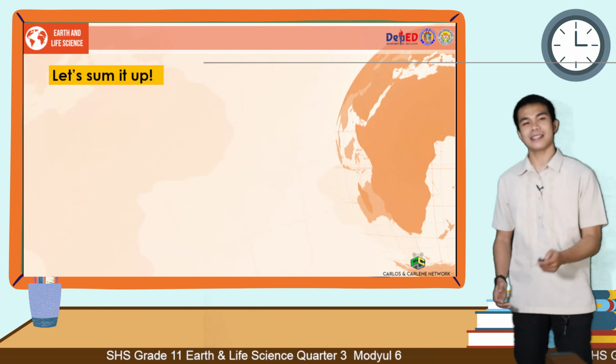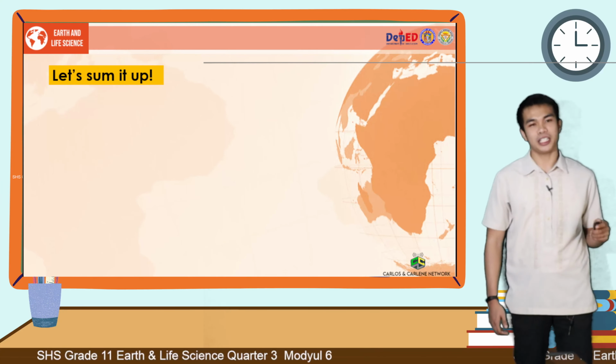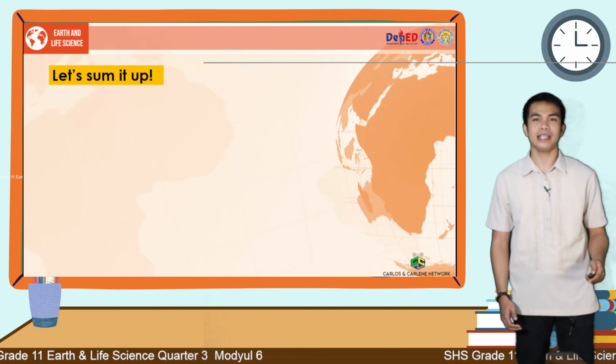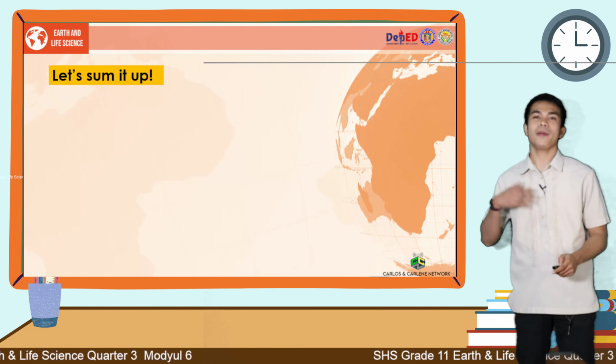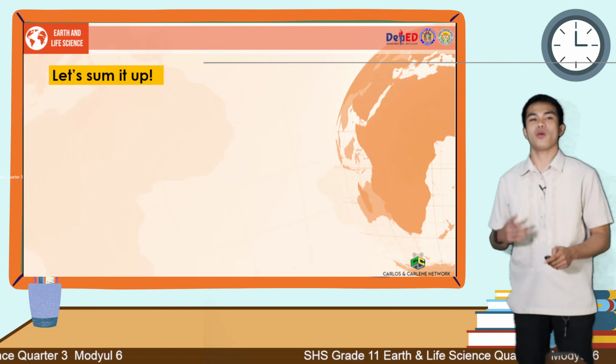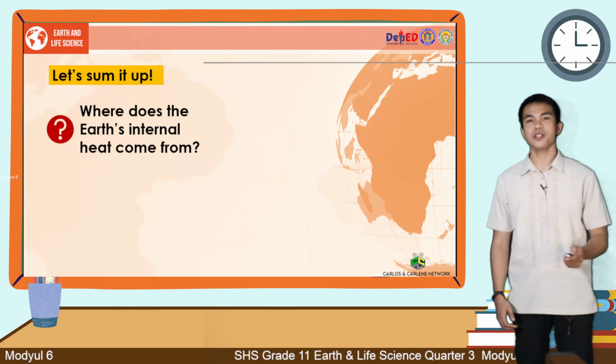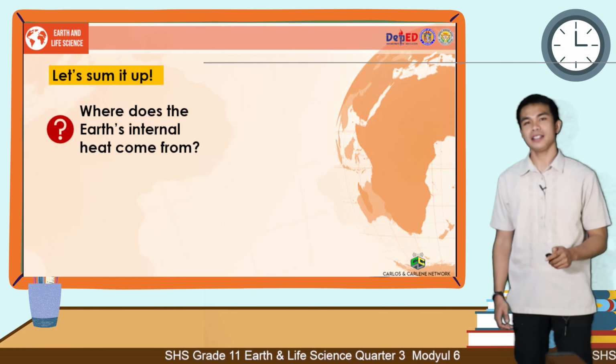Okay, so let's summarize the things we have learned today by answering the questions. We're just going back to the questions we have answered a while ago. First question, where does the Earth's internal heat come from?